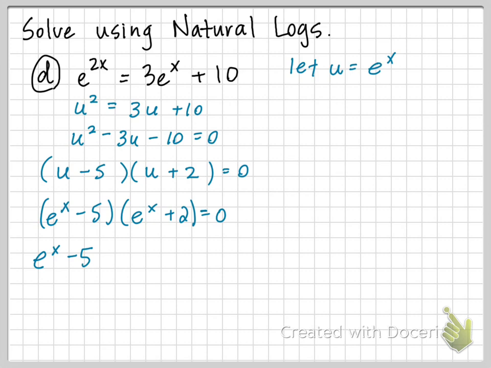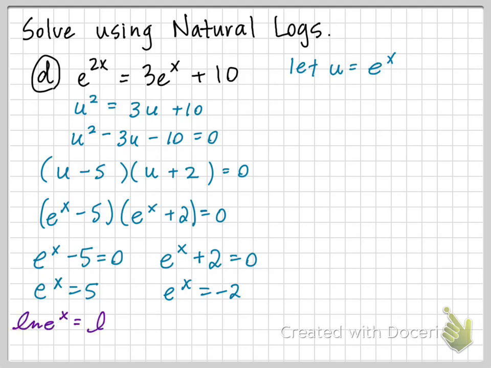So e to the x minus 5 equals 0. e to the x plus 2 equals 0. That would give me e to the x equals 5. e to the x equals negative 2. From here, I have exponential, so I need to convert to log. The natural log of e to the x is equal to the natural log of 5. The natural log of e to the x is equal to the natural log of negative 2.